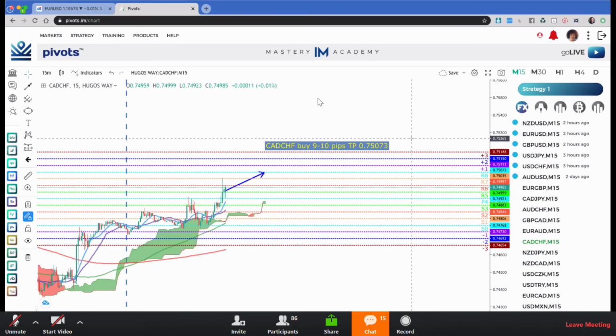Again, CAT JPY is absolutely the same. Japan is sleeping after the sake of Friday evening. All right, all sake drinkers. The number is on the screen, 0.75073.